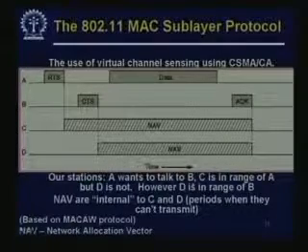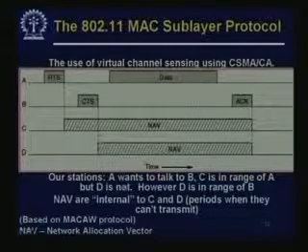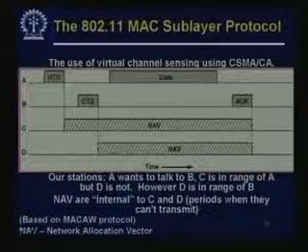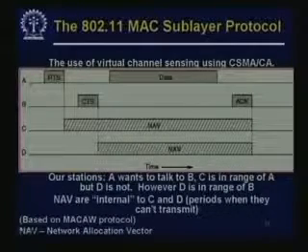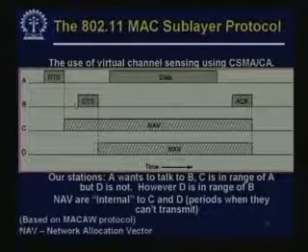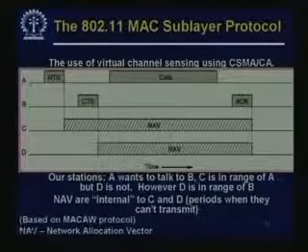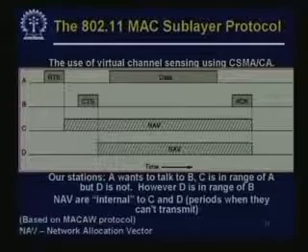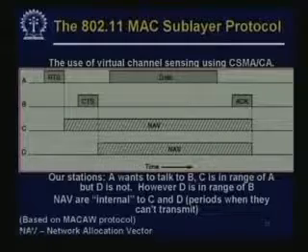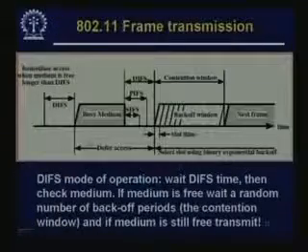So, A wants to talk to B, C is in range of A, but D is not. However, D is in range of B. So, that is why the NAV of C starts here, whereas when B sends a CTS meant for A, D catches it and starts its own NAV. That means it starts its own blocking time. So, this is called virtual channel sensing.